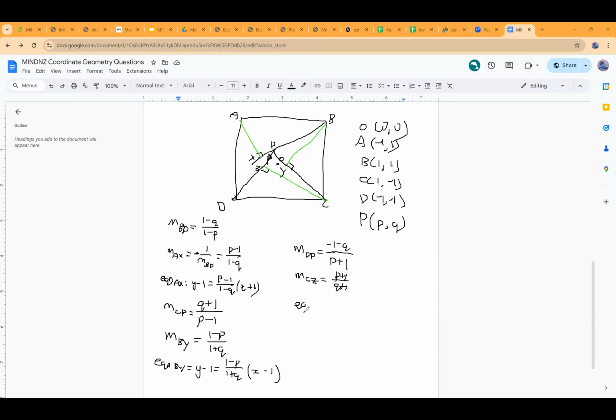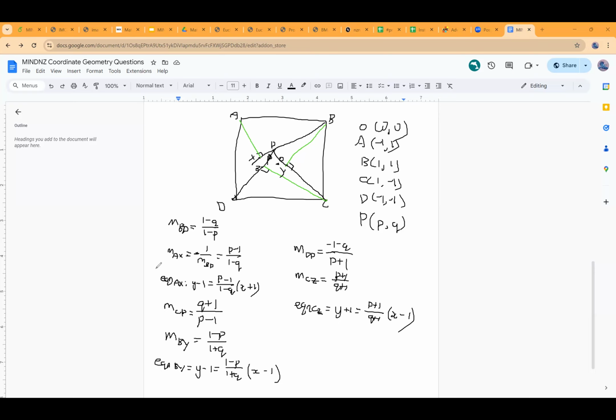So you have the equation of CZ, using the point C: y minus the y value of C, which is -1, so y plus 1 equals the gradient (p plus 1) over (q plus 1), and then x minus the x coordinate of C, which is 1. Okay, so we have our three equations now, right?